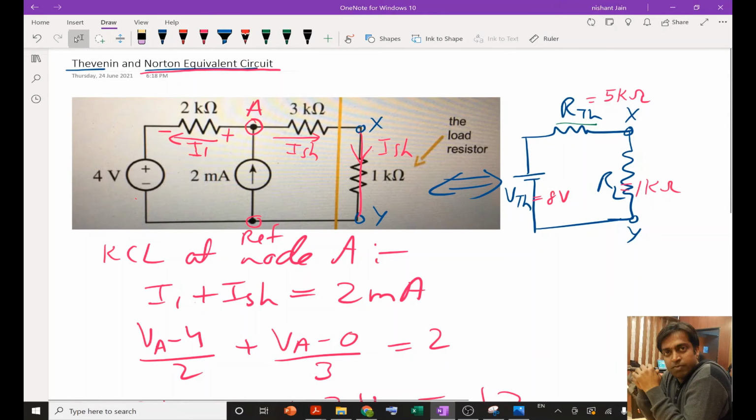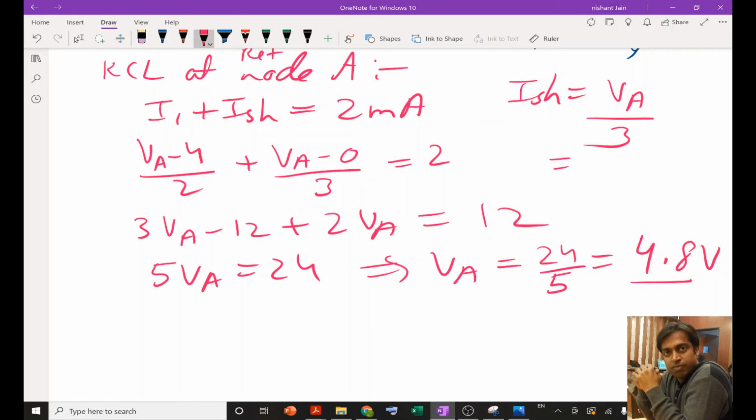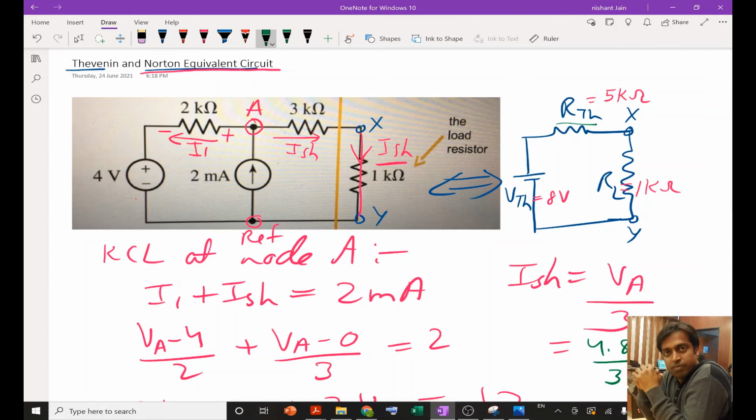Now my task is to calculate ISH. So my ISH will be VA upon 3. Since I got the value of VA as 4.8, substituting the value, 4.8 divided by 3, I will get 1.6 milliampere. So this is the current that is flowing through terminals X and Y.